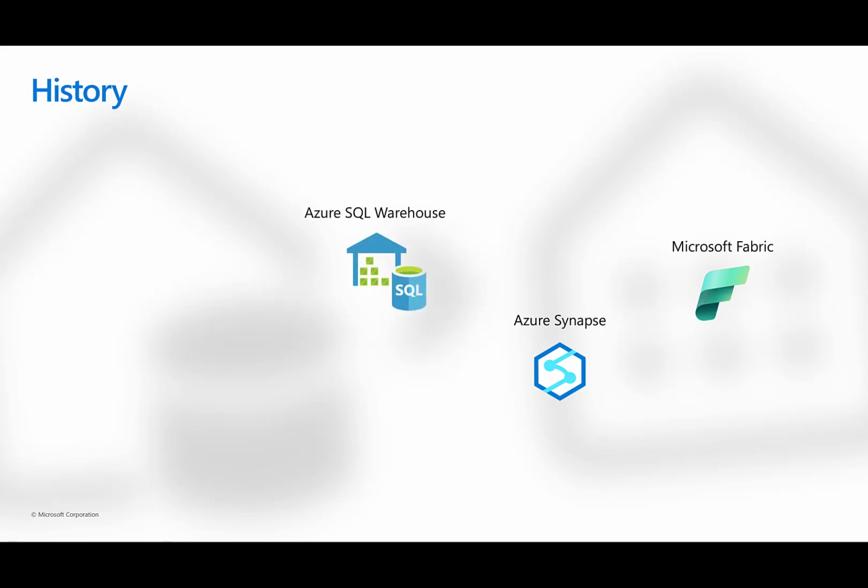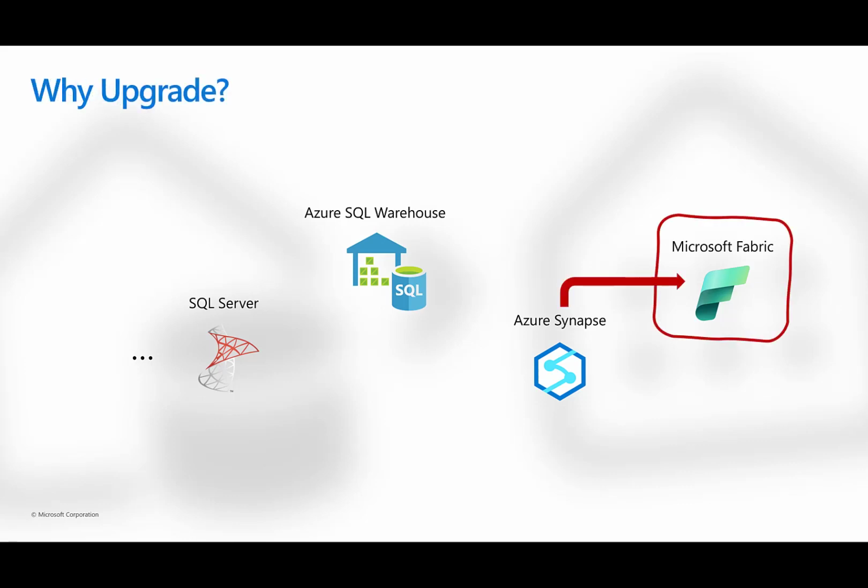Before Microsoft Fabric, the service that was used in Azure was Azure Synapse Analytics. Before that, there was Azure SQL Warehouse, and before a data analytics service was in existence, SQL Server was used for data warehousing. What we're going to focus on today is how you can use Microsoft Fabric and migrate existing artifacts that are in Azure Synapse Analytics. The individual services that need to be upgraded are listed here.